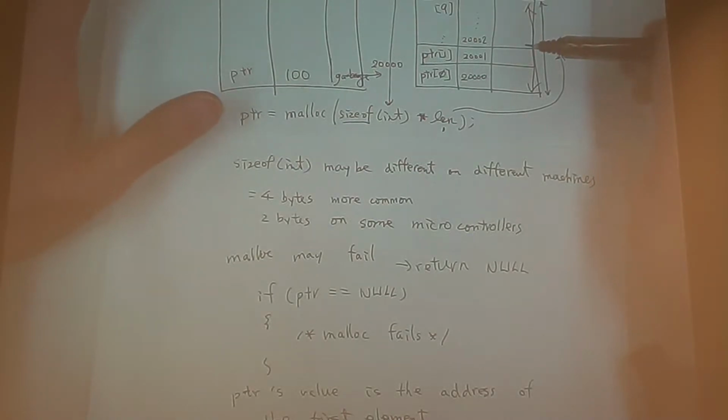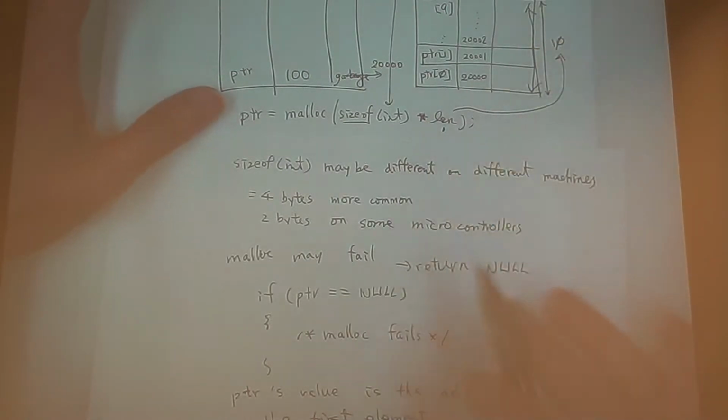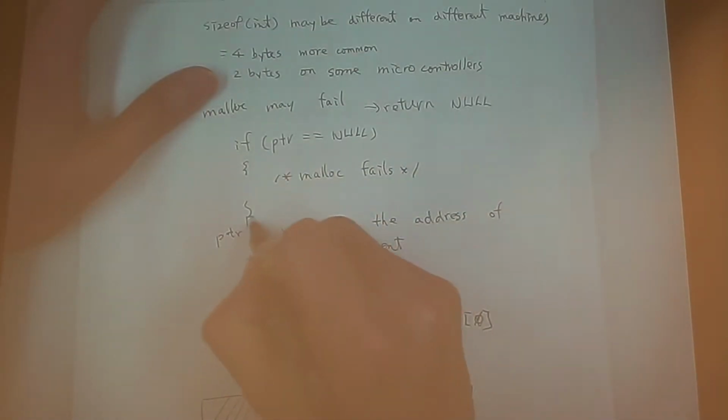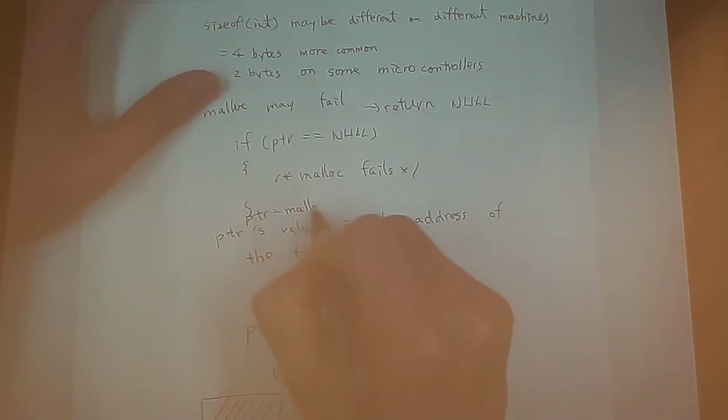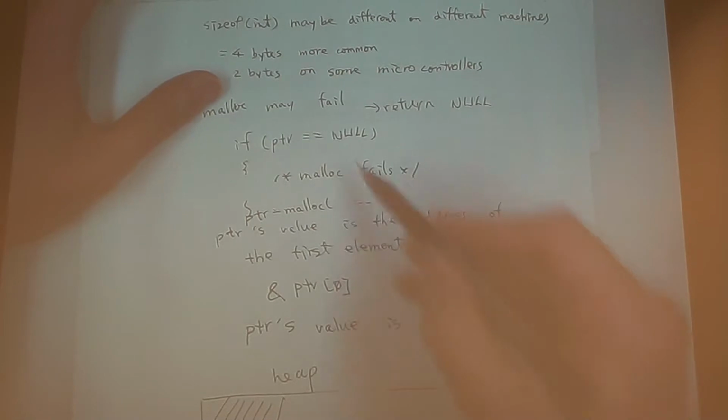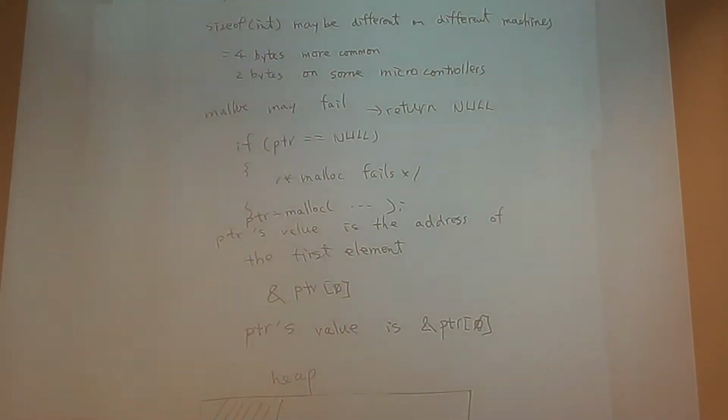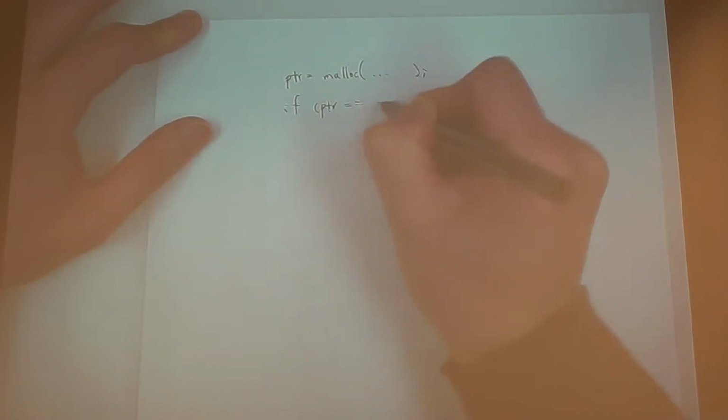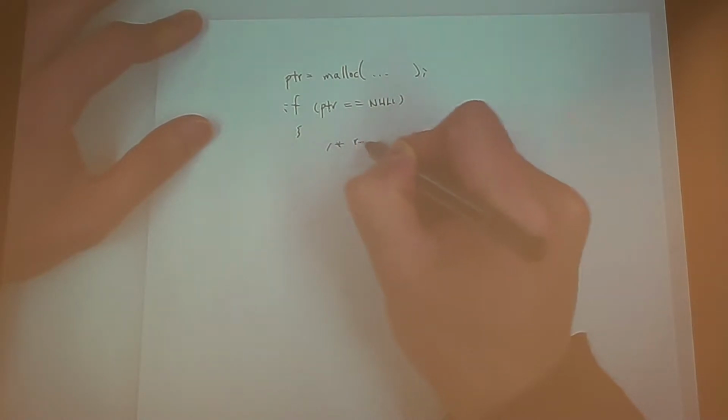If ptr equals null, can we still do the malloc? You can do malloc later, but it's getting messy here. This is what you usually do. If you say ptr equal to malloc, and then you try to release unused memory.